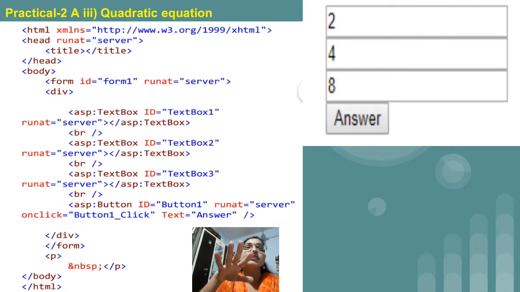This is the reason why in this practical, the quadratic equation, the interface which I have decided has 3 text boxes in which we will take the a, b, c values. The first text box, text box 1, will contain the value of the a variable. Text box 2 will have the value of the b variable, and the third, text box 3, will have the value of the c variable, and then one button. Once after entering the 3 values a, b, c, we will click on the answer button and then we will get the respective answer.